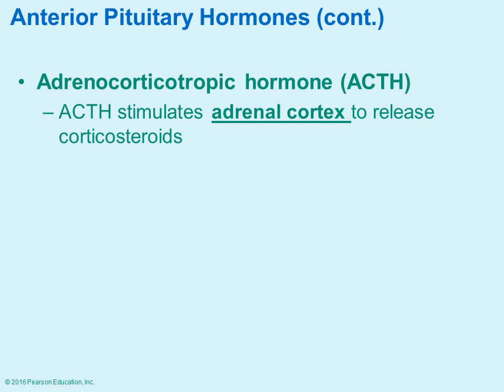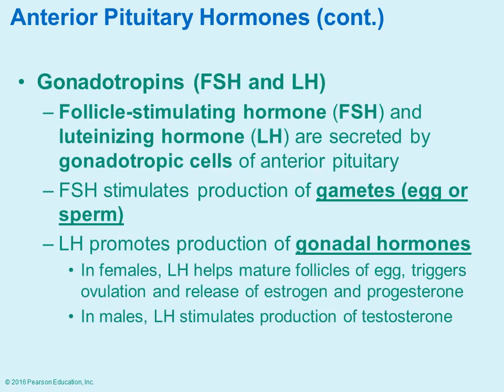Your ACTH, adrenocorticotropic hormone, is going to stimulate the adrenal cortex to release its hormones. The gonadotropins, the follicle stimulating hormone and the luteinizing hormone, are going to be secreted. Follicle stimulating hormone is going to help stimulate the production of the gametes. The gametes are the sex cells, the egg or the sperm. And the luteinizing hormone helps to stimulate production of other gonadal hormones in females.